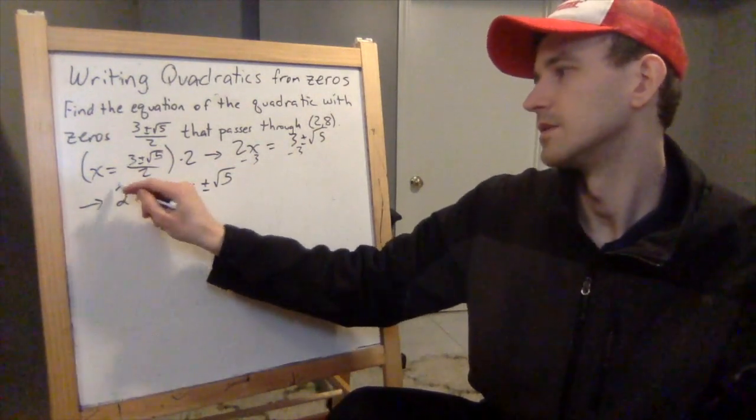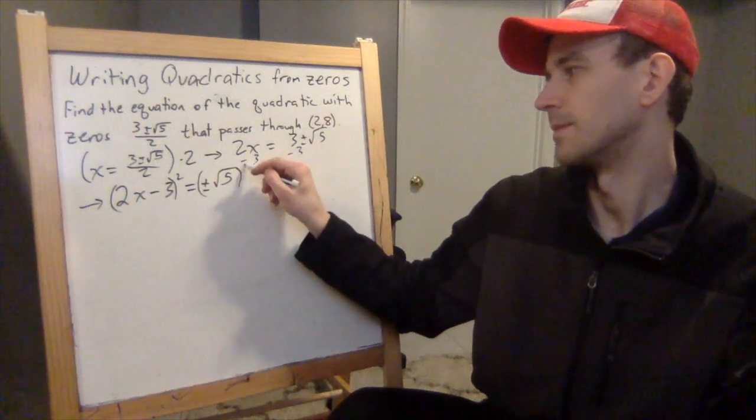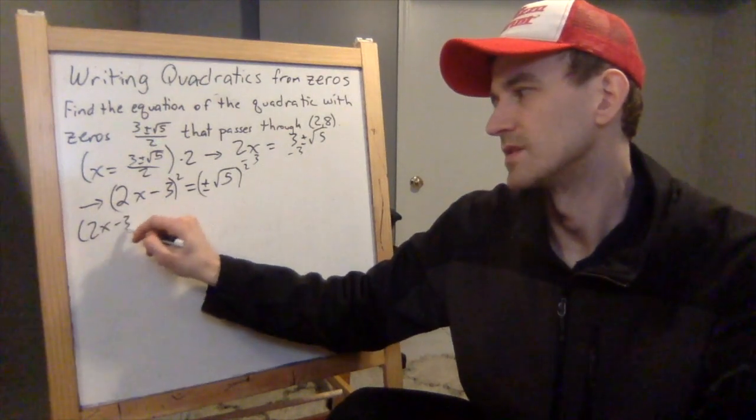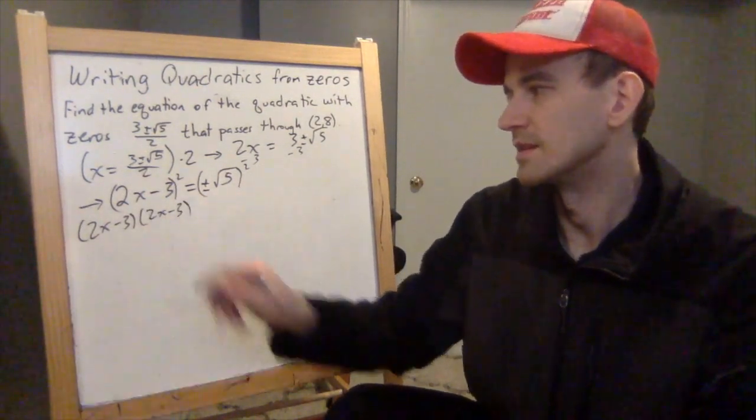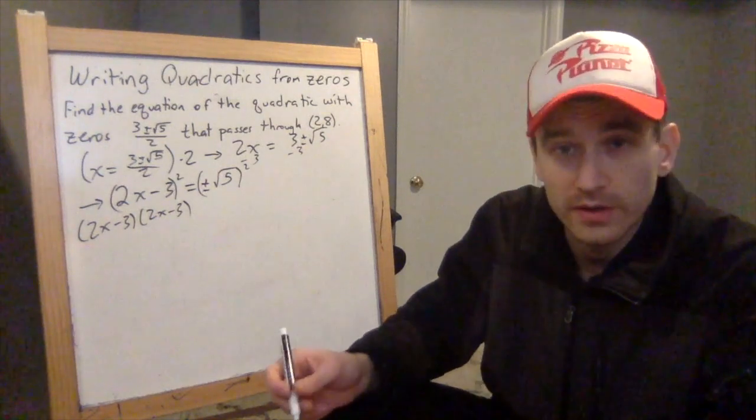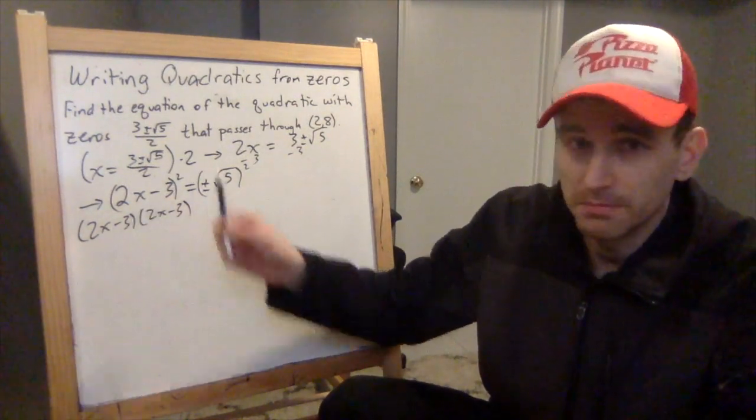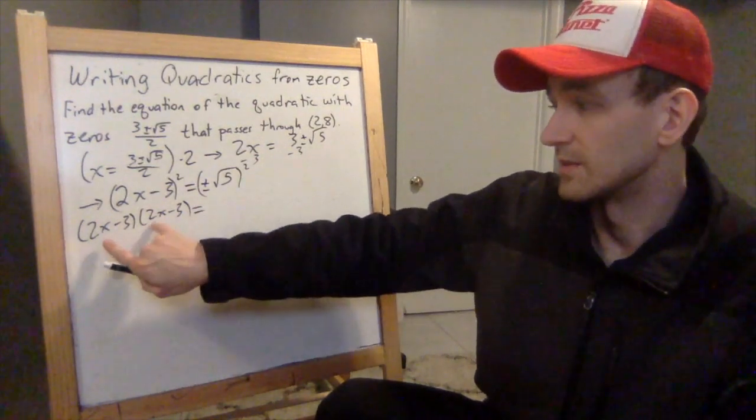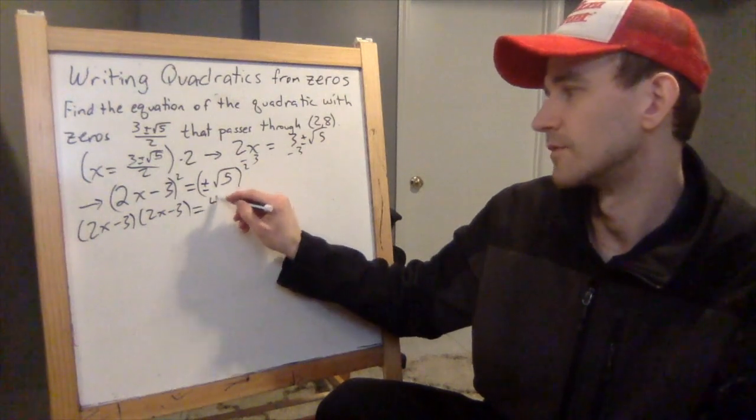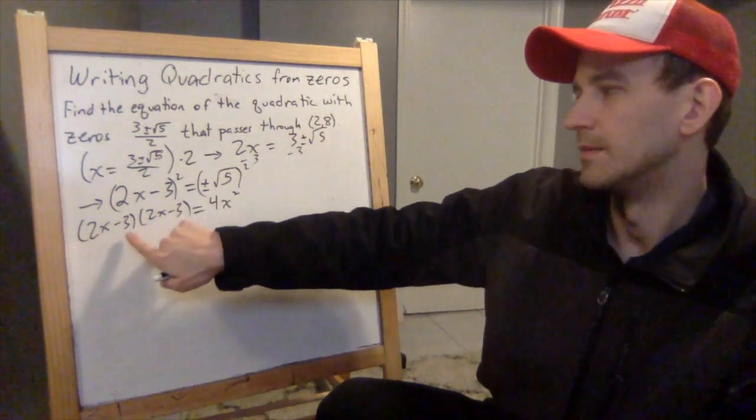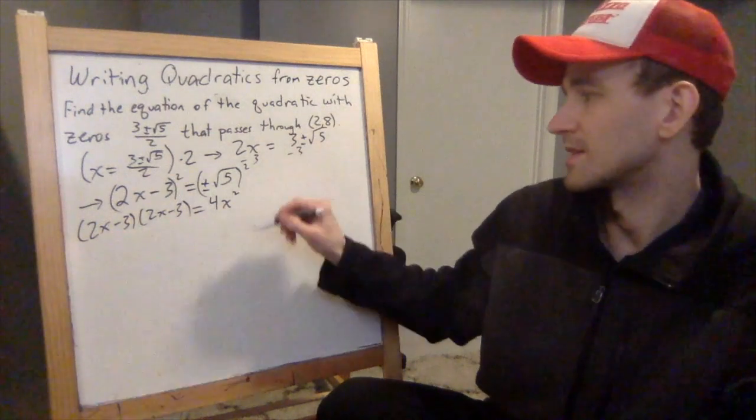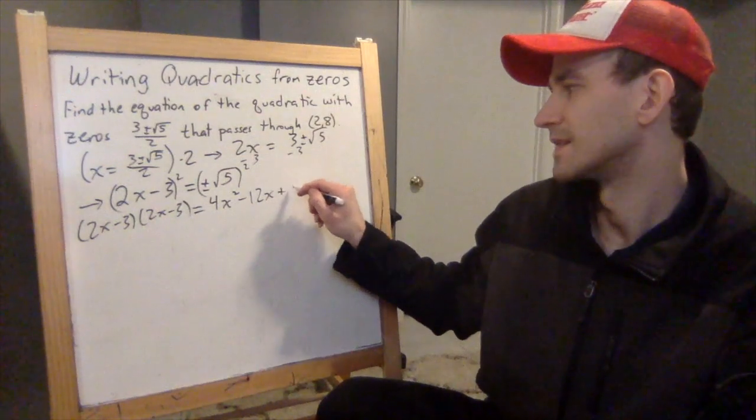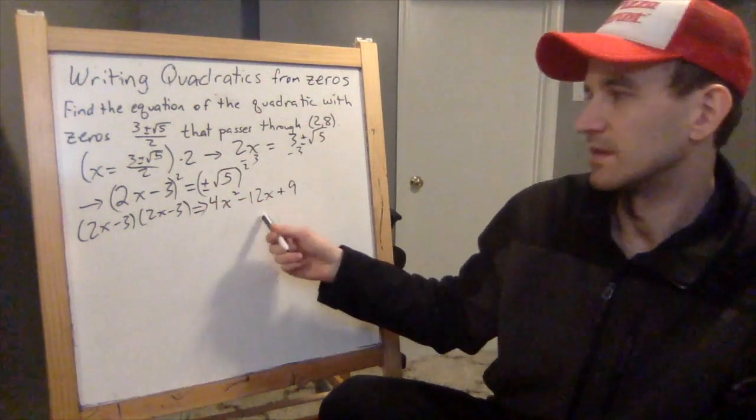We can square 2x minus 3, and we can square plus or minus root 5. Now remember, when we square 2x minus 3, that means we're taking 2x minus 3 times 2x minus 3, and we need to FOIL. It's not just 4x squared minus 9 or plus 9. We need to FOIL this out. So we take first 2x times 2x gets us 4x squared, minus 6x minus 6x gets us minus 12x, and negative 3 times negative 3 gets us 9. So that's what we get on the left side.